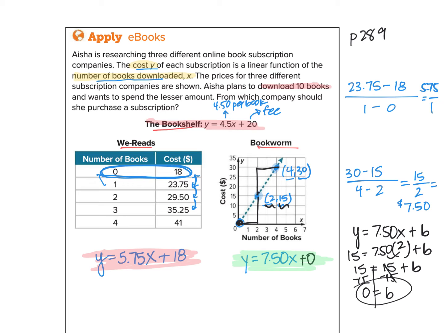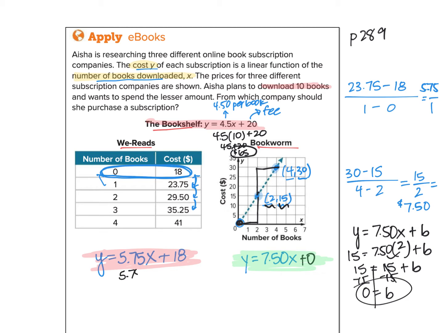All right, lastly, my final question is I want to know which company she is going to spend the least amount of money at. So I want you guys to pause the video and find out how much she spends at each company. All right, if I do the bookshelf, I would do 4.50 times 10 books plus 20, which is 45 plus 20, which ends up being $65. Okay, so that's at the bookshelf.